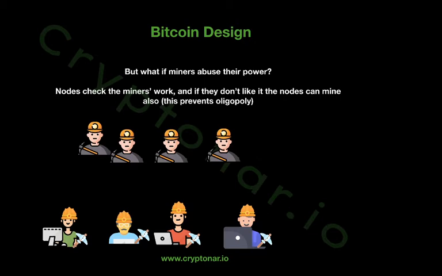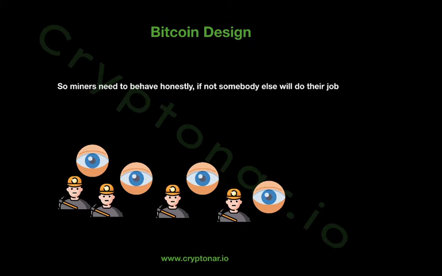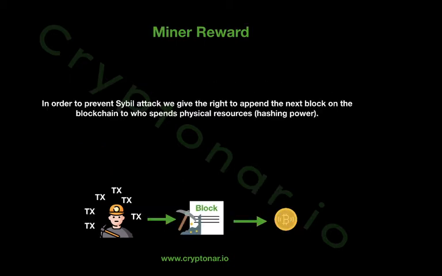So this way, the market reaches an equilibrium in which bad actors are kind of washed away from the network. And so miners need to behave honestly, because somebody else will do their job. They are kind of watched by the nodes of the network, even if the nodes are not mining themselves, but they can see if the miners are doing a good job or not.